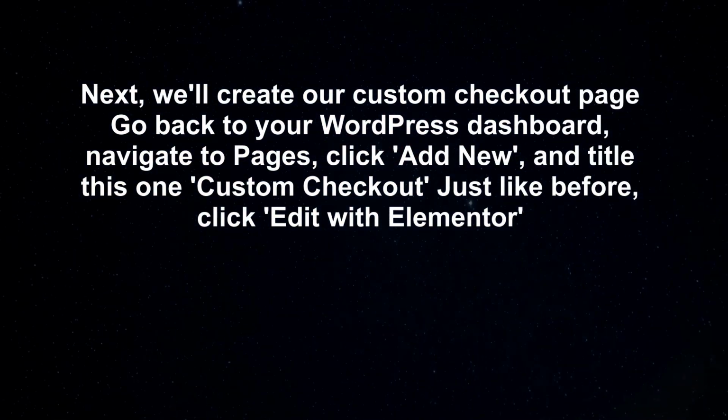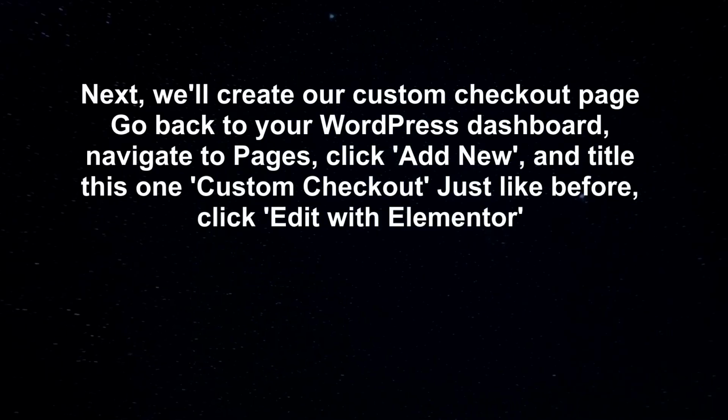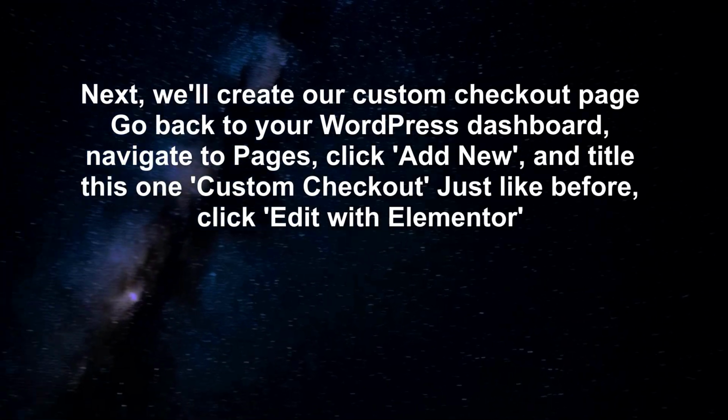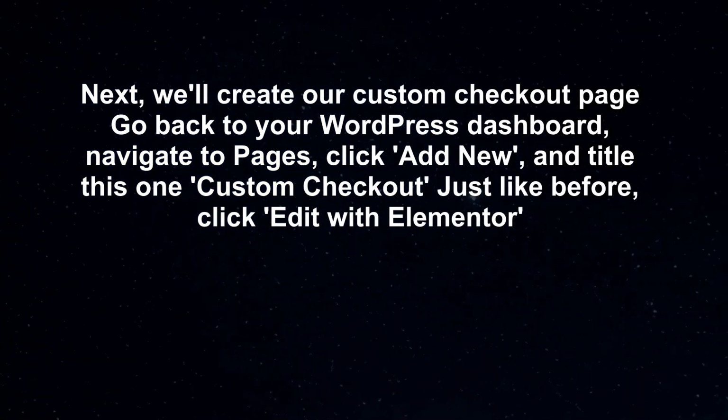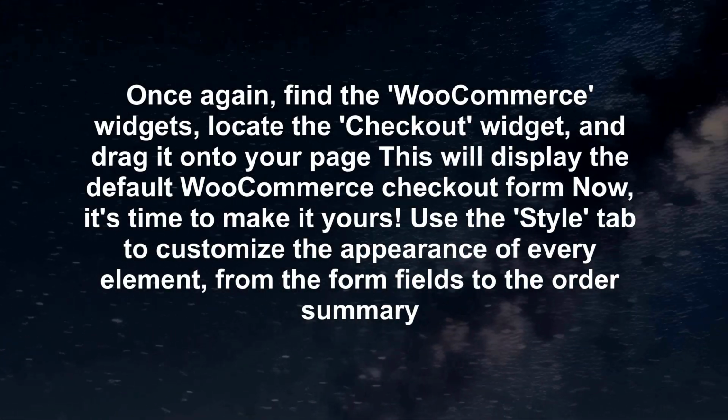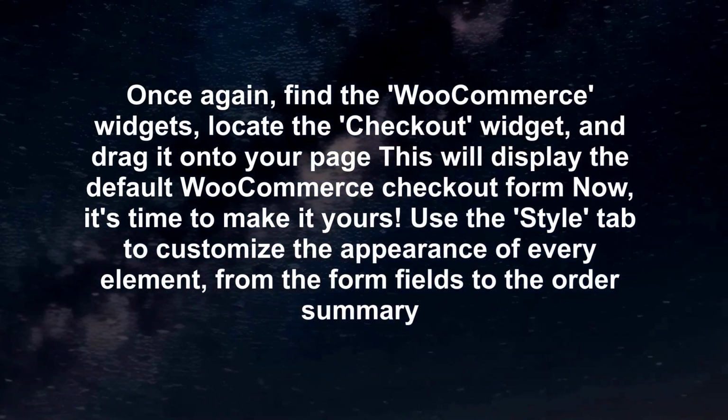Go back to your WordPress dashboard, navigate to Pages, click Add New, and title this one Custom Checkout. Just like before, click Edit with Elementor. Once again, find the WooCommerce widgets, locate the Checkout widget, and drag it onto your page.